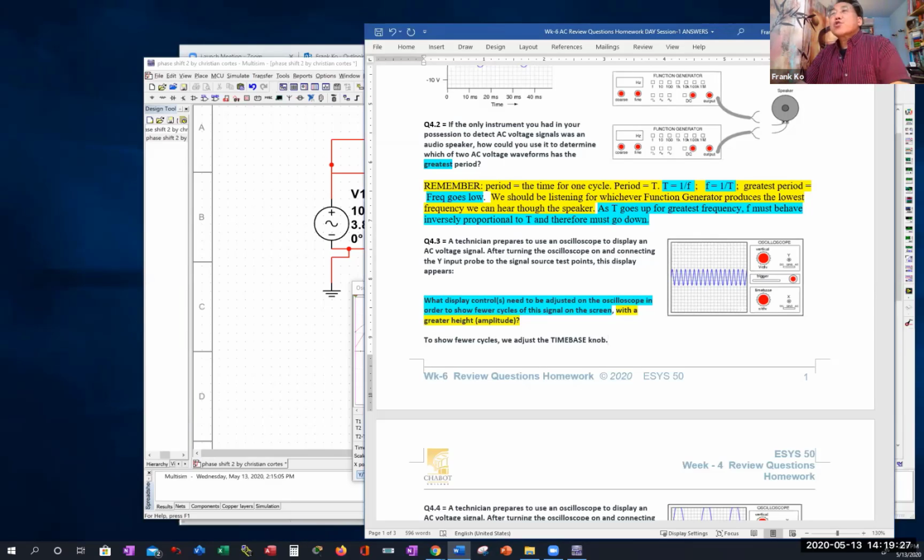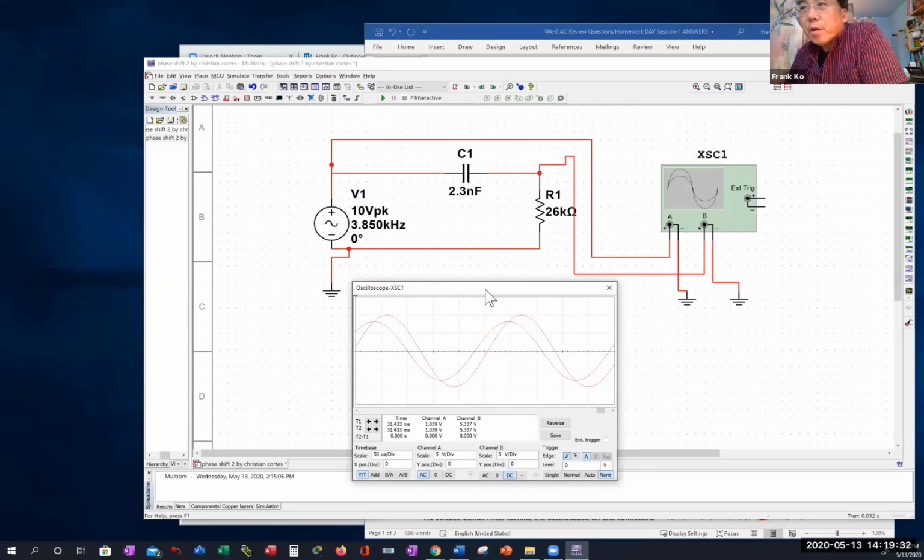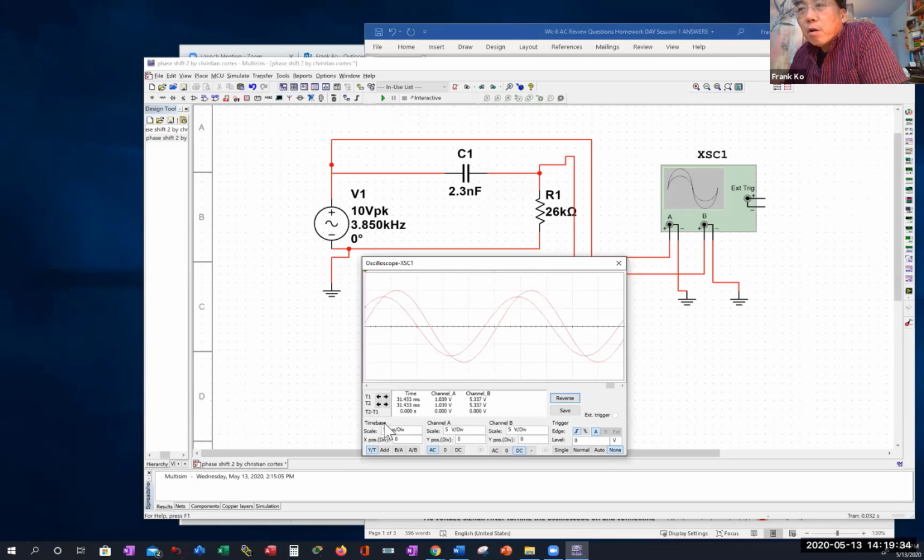And let's see if that's true. On the oscope in Multisim, your time base is right here. What is the time base set to right now? It's set to 50 microseconds, yes? And I can move this up, I can move this down.